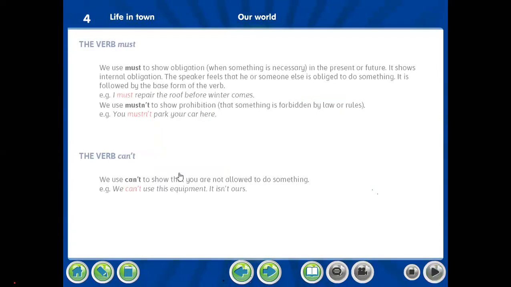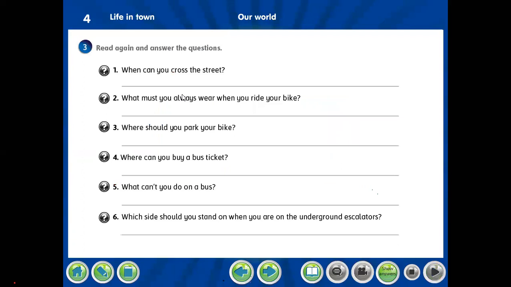Now read please the article and help me to answer this, okay? I'm going to give you 3 minutes. When can you cross the street? When? What must you always wear when you ride your bike? What? Where should you park your bike? Where? Where can you buy a bus ticket? In what place? What can you do on a bus? What is the prohibition in the bus? And which side should you stand on when you are on the underground escalators? Okay? Read please the article, 3 minutes, and complete these questions, okay?